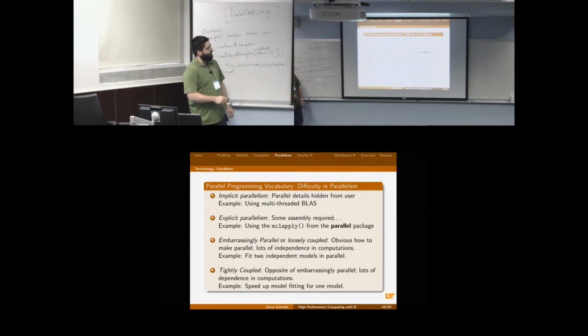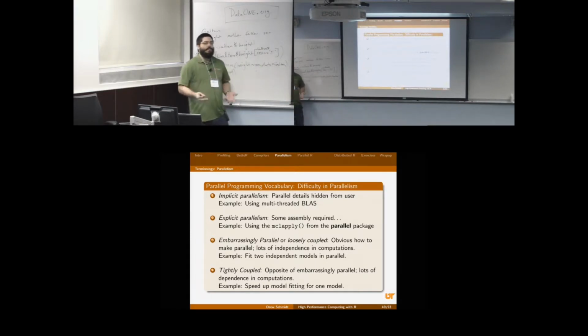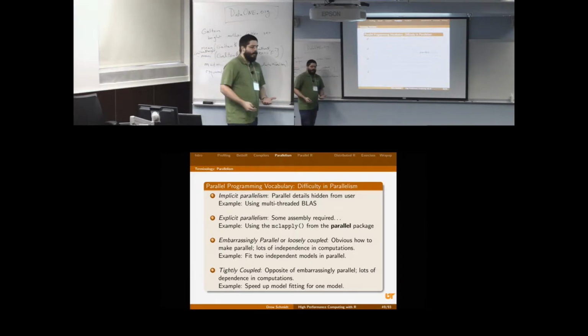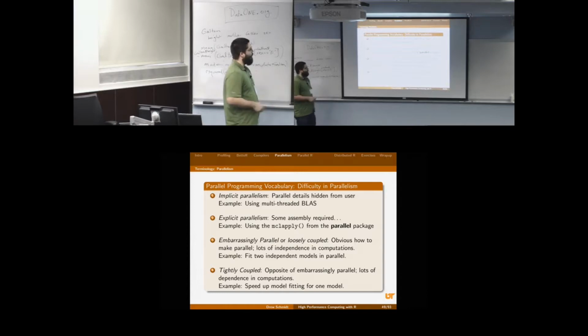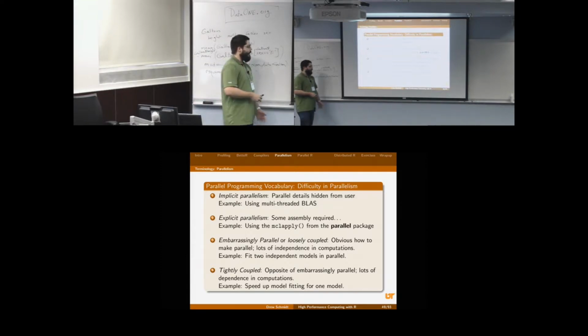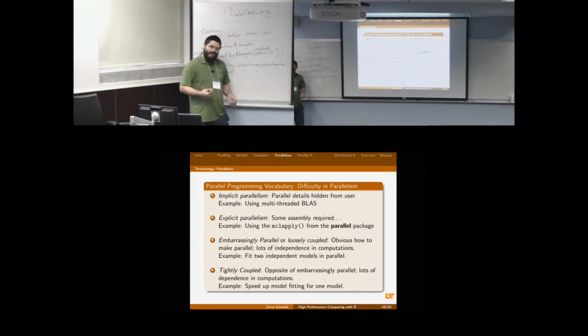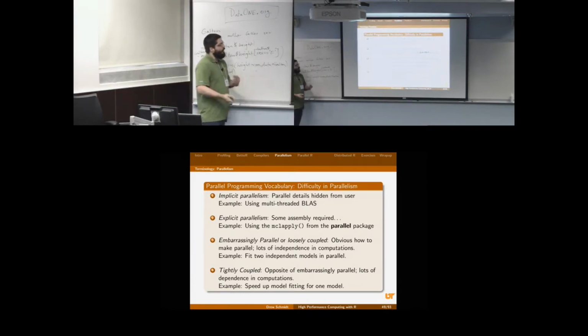Embarrassingly parallel or loosely coupled. You may have heard this one. Maybe fewer people have heard this other one, I would guess. In an embarrassingly parallel problem, it's sort of obvious. It's embarrassing how easy it is to make the thing run in parallel, right? Or loosely coupled. There's a lot of independence. There's not a lot of coupling in the problem. The opposite of this is tightly coupled. A problem is tightly coupled if it's not embarrassingly parallel. There's not a lot of independence. You really have to work hard and think hard to figure out how you're going to get this stuff to run in parallel.